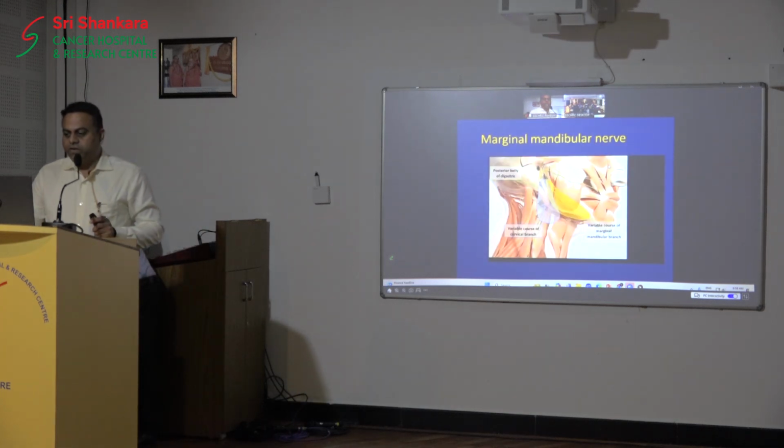Now, these are the expected variations which can happen in the course of the marginal mandibular nerve. It can go sometimes as low as the posterior belly of digastric or sometimes 2 centimeters above the angle of mandible. So we need to keep this in mind when we are tracing the marginal mandibular nerve.